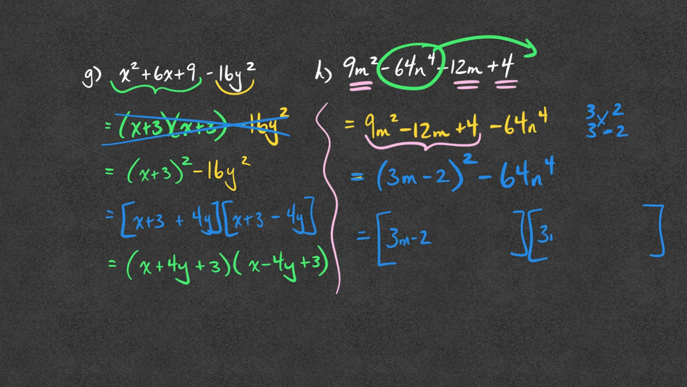3m minus 2. At the end of both brackets, what's being squared to give me 64n to the 4th? Well, 8 times 8 is 64, and n squared times n squared is n to the 4th. Okay, to make those conjugates, different signs in between, and we are good on our order. There you guys go. Nice.